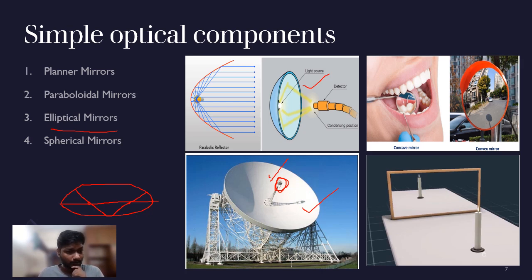And last but not the least, there are spherical mirrors. Spherical mirrors are used as concave mirrors and convex mirrors. The concave mirror is used by dentists, and the convex mirror, you know, is used as the rear view mirror, and there is always a sign that objects in the mirror are closer than they appear. So these are the basic simple optical components in ray optics.